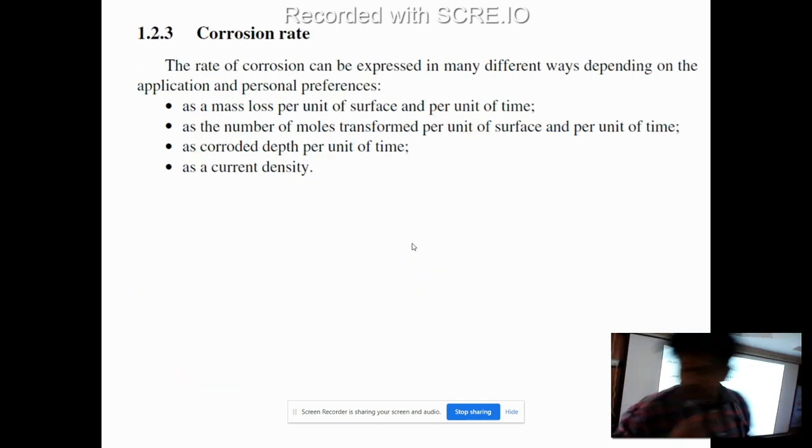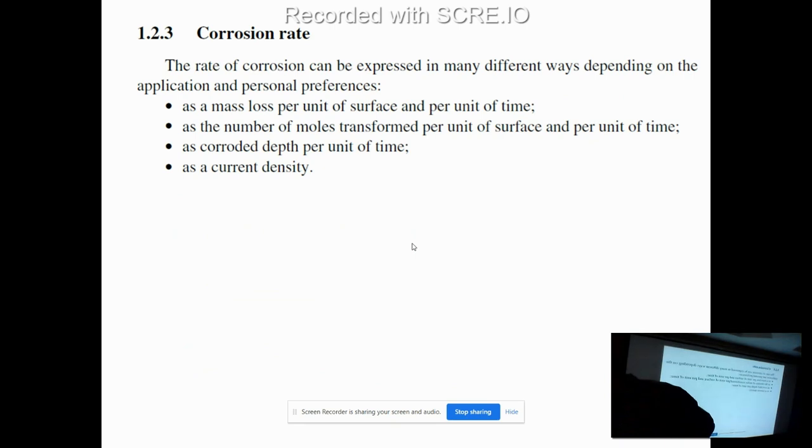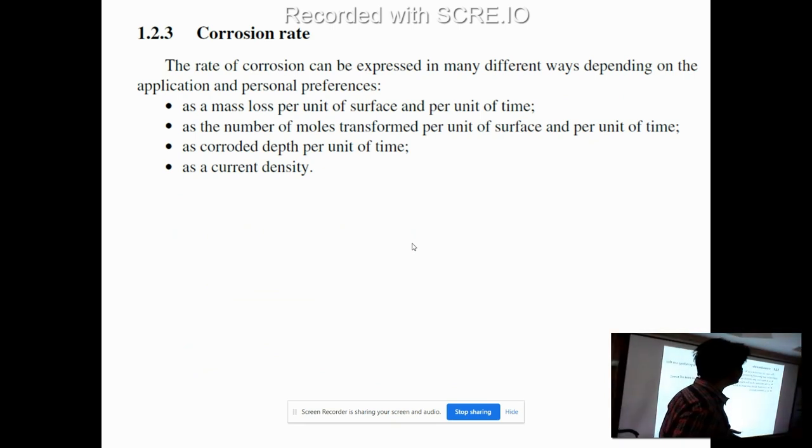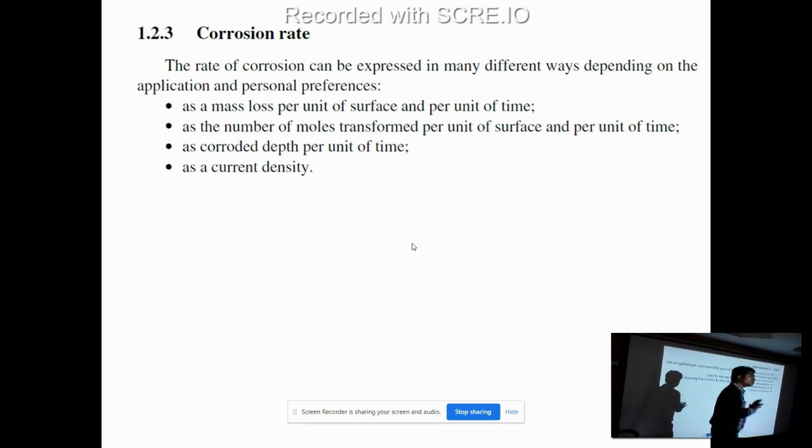Now corrosion rates. We understood that corrosion is happening. Now how do you measure the rate of a corrosion? In a chemical reaction also, we measure the rates. How do you write the rate expression? I think I taught the chemical reaction course to you. We write the rate expression as minus R H equal to.